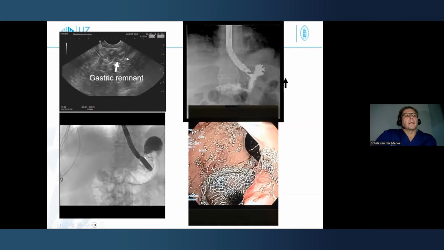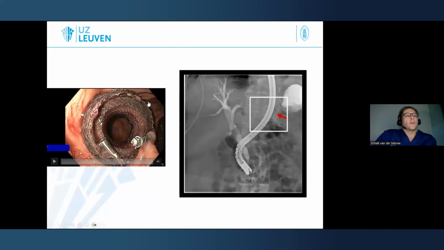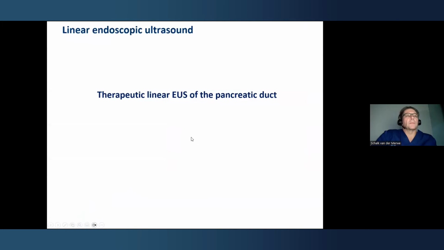So the placement of the lumen opposing metal stent is then followed by dilation of the lumen that will allow the duodenoscope to be passed through the scope. Normally we would do the ERCP in the same procedure. We would make sure that the stent does not migrate by using clips, and then the duodenoscope can be passed through the lumen opposing metal stent, and a normal ERCP can be performed. And I think a wonderful procedure that has really revolutionized the management of stone disease following gastric bypass surgery.